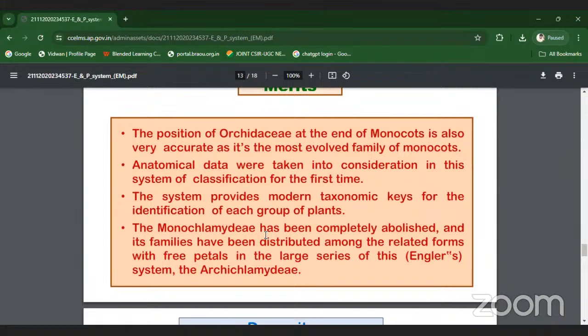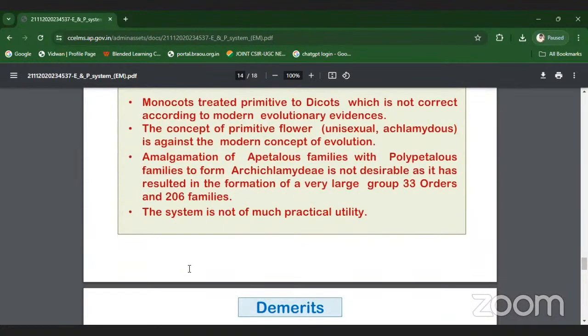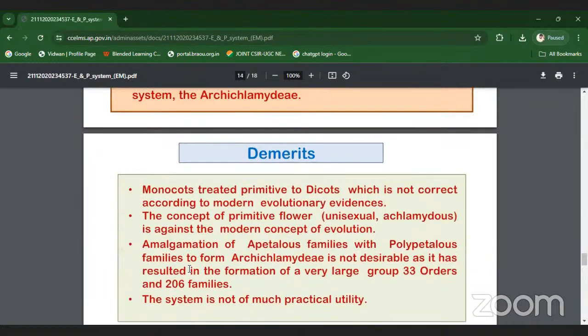Monochlamydeae has been completely abolished. There is no Monochlamydeae; its families are present in Archichlamydeae, and have been distributed among the related forms with free petals in the large series of the system. It is intended to express the phylogenetic relationship, as already told. Compositae and Orchidaceae are both given the best position. Right, now the demerits. Take the demerits.